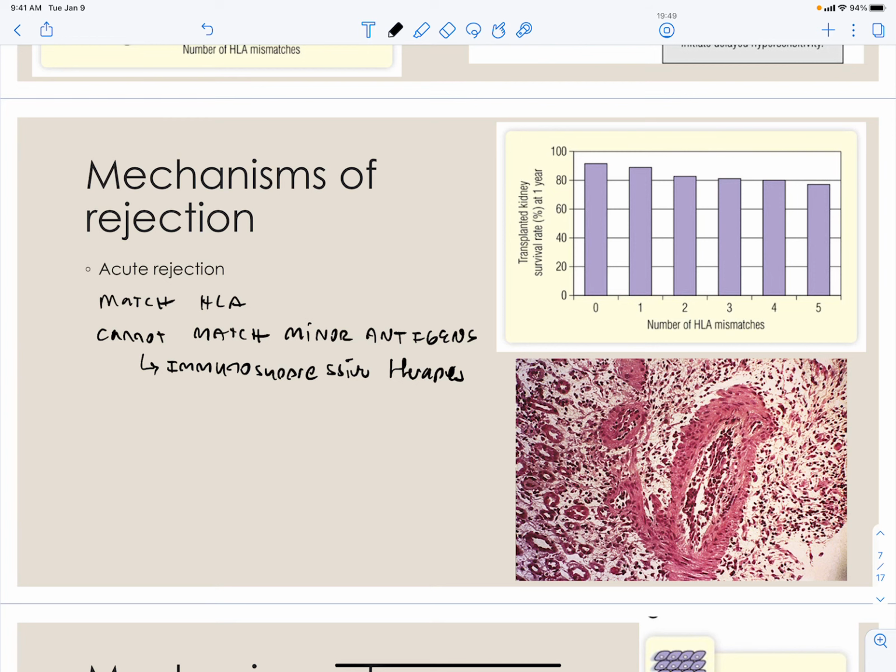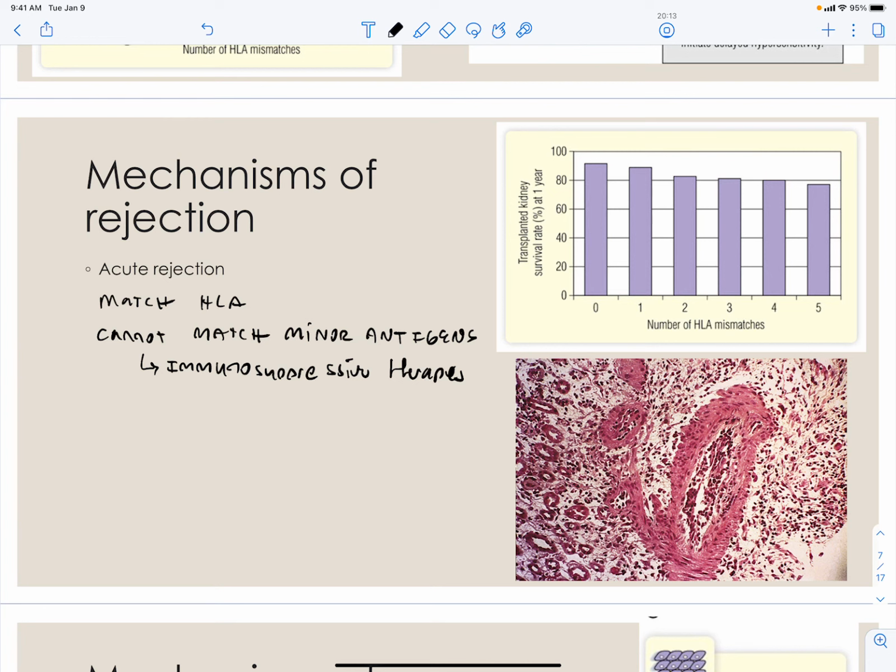Acute graft rejection, as shown with respect to the picture here, is the biopsy of a kidney which has lymphocyte infiltration into the graft. This type of biopsy picture is consistent with acute rejection of the renal tissue.